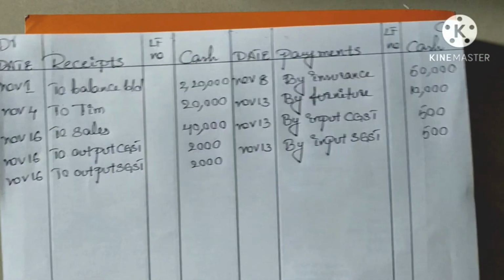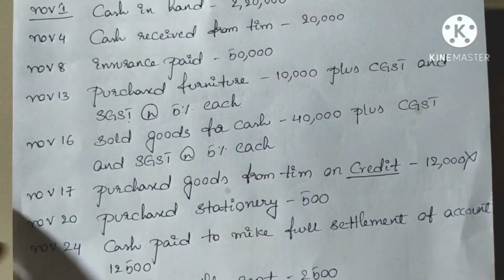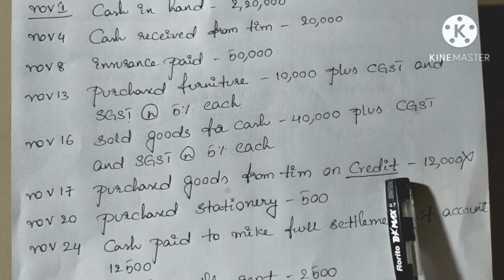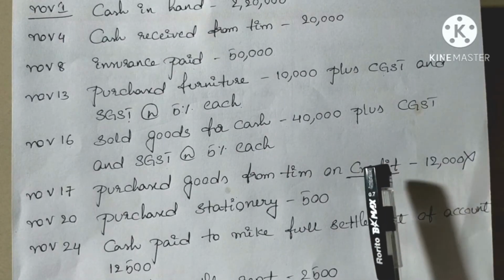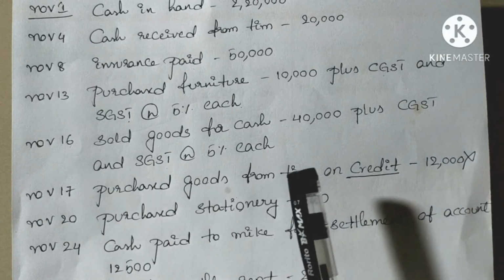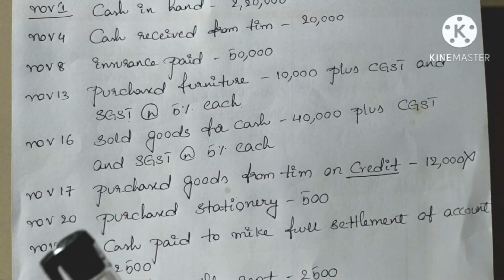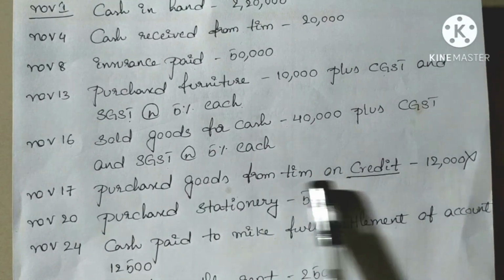Now our next transaction is purchased goods from Tim on credit. So whenever we see a term called credit in the transactions, while preparing the cash book, we just have to ignore it, because in the cash book we will record only cash transactions. We will not record any credit transactions. So we can ignore this transaction.